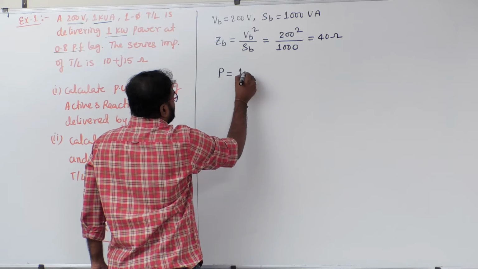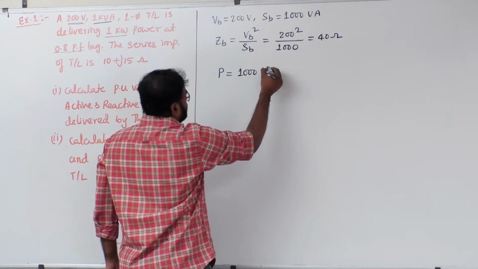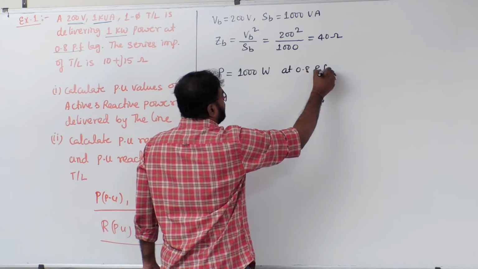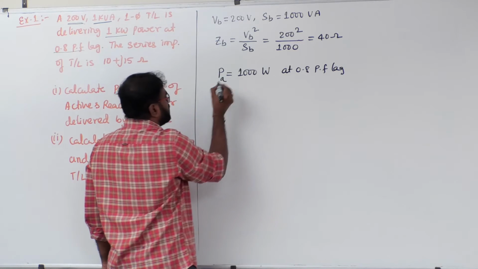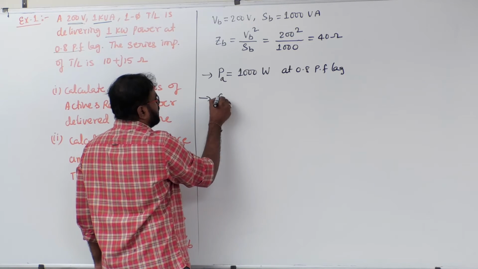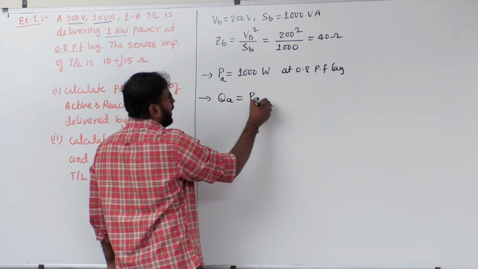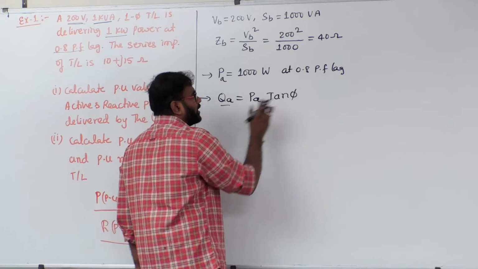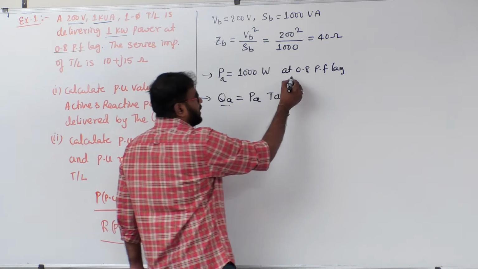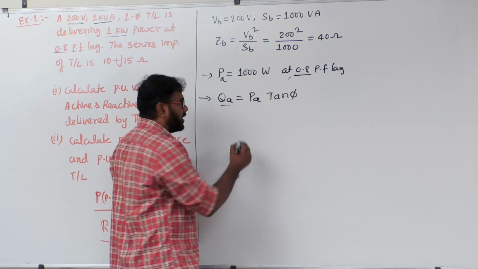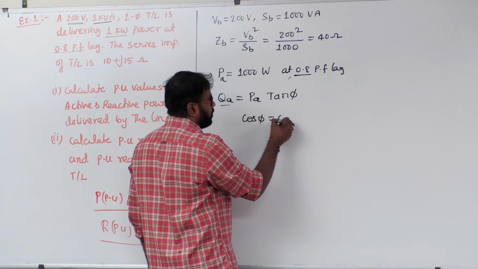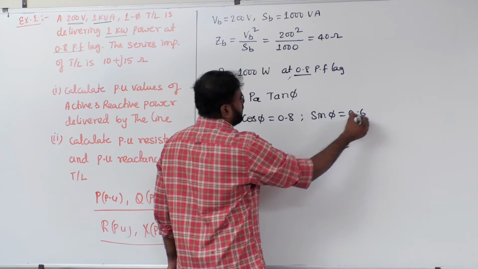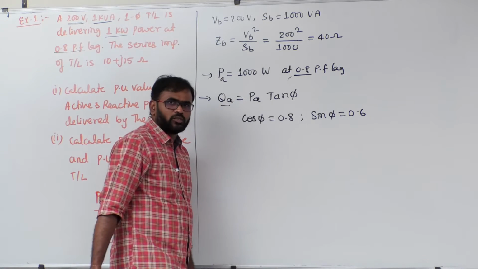1 kilowatt, nothing but 1000 watts at 0.8 PF lag. So P actually is 1000. Sir, we know the relation Q actual equals P actual tan phi. That means reactive power equals active power multiplied with tan phi. Power factor is nothing but cos phi. What is the cos phi value given in the problem? 0.8. If that is the case, what is sin phi? 0.6. Cos phi is 0.8 means sin phi is 0.6.